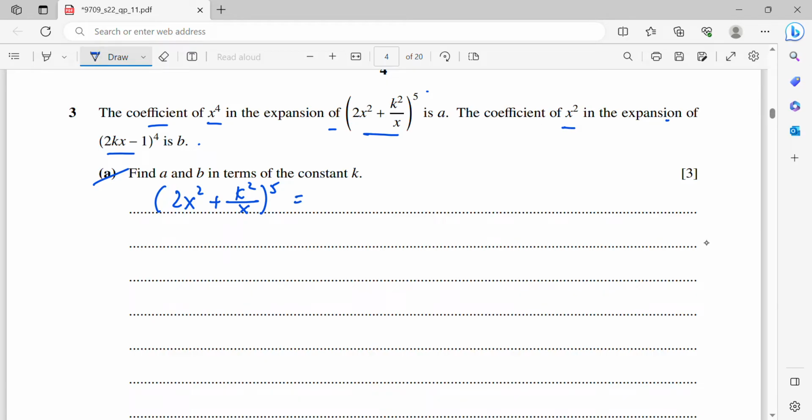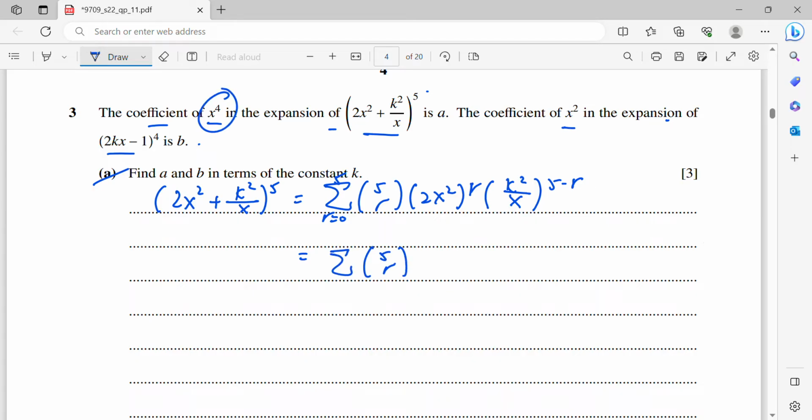So I can write this as the summation of 5Cr, where the first term is (2x²) to the power of r, then (k²/x) to the power of 5 minus r, with r from 0 to 5. Now here I can split all the terms, because our target is the coefficient for x^4.